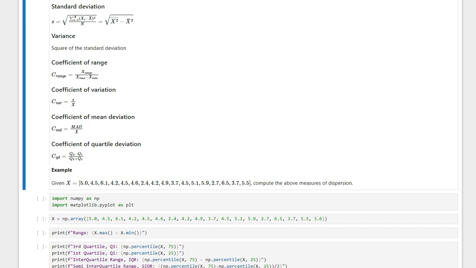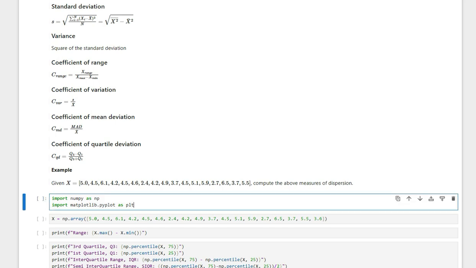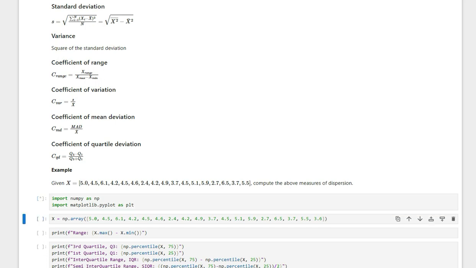For that, we'll be using NumPy in this video. So we are importing NumPy as np. And for plotting the data set, we'll use matplotlib.pyplot, so we'll import matplotlib.pyplot as plt. Let's run this cell here. Here we have the same data that was provided to us, and we'll save it as a NumPy array.